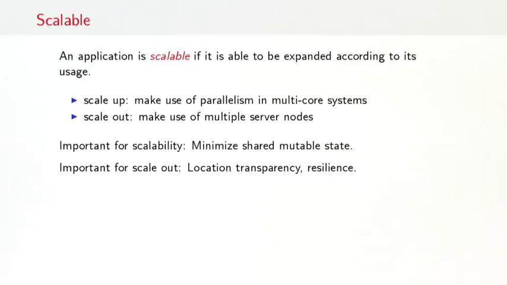Important, furthermore, for scaling out is the property of location transparency. What that means is that it shouldn't matter where a location is located. It could be at the same computer as a client or at some other computer across the internet. The functionality should always stay the same. The other important property for scaling out is resilience, because once you have multiple nodes, some of these can fail and your system has to cope with that.